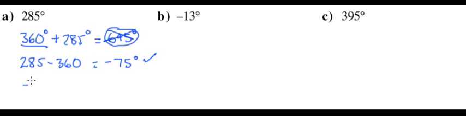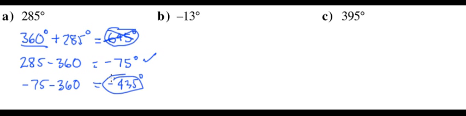Can we do another one? If we do minus 75 and take another 360 off it, well, we get minus 435. And that's actually too low. They only wanted us to go down to minus 360. So that is coterminal, but not in the range they wanted. The only acceptable answer for this one is minus 75.